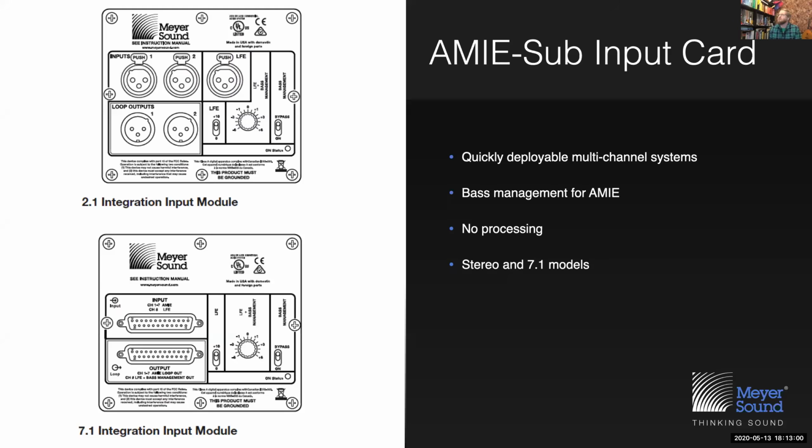So it doesn't require an external Galaxy, and we have 2.1 and 7.1 versions of that. So that's something that if you're putting together a studio, it can save a bunch of money not having a processor on that one, or if you need to move it around a lot, that can be very helpful.